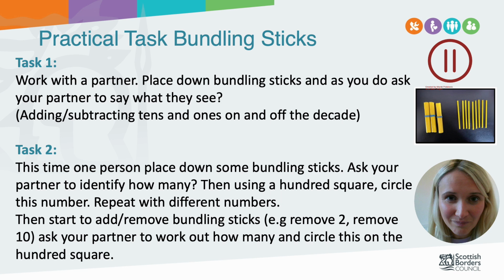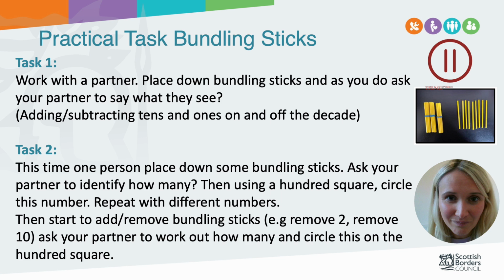So that's task 1. For task 2, we would then like one person in the partnership to place down some bundling sticks. And they're going to ask their partner to identify how many they have. When the partner has identified, so say if it was 24, we would then like them to circle this number on the 100 square. You could then repeat this with different numbers.